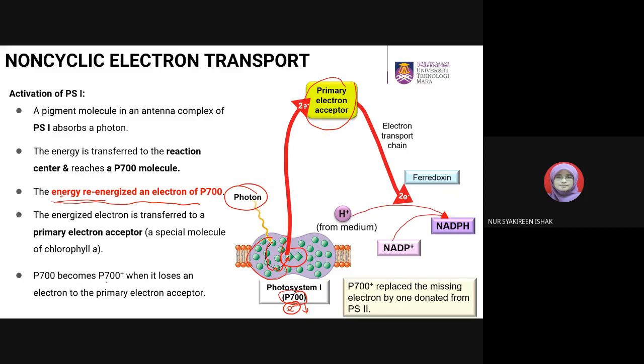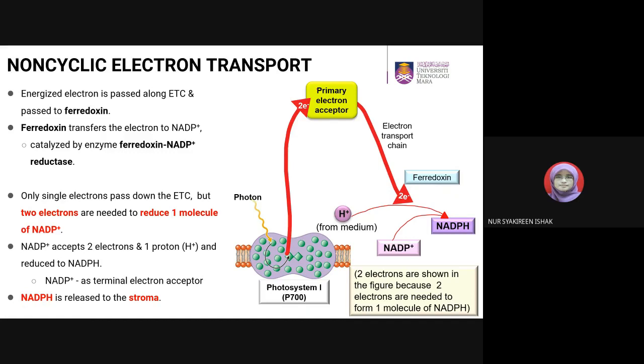So P700 become P700 plus. Maksudnya dia dah kehilangan elektron, loses an electron. Maksudnya dia apa? Oxidized lah. Okay, oxidized. Loses electron to the primary electron acceptor. If you look at the box here, P700 plus replaces the missing electron by one donated from photosystem 2. Okay, so kita pick up daripada sini, primary electron acceptor.